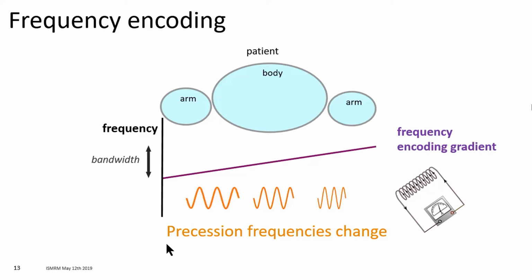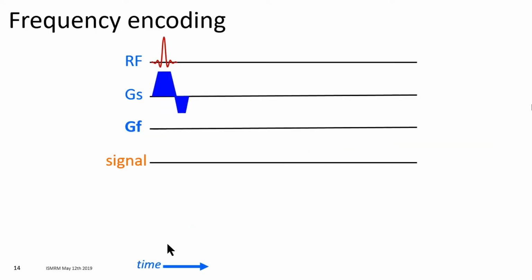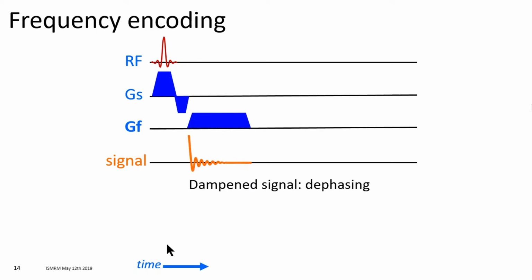Let's just put this into our pulse sequence diagram. So here's the frequency encoding line. There it is. We turn on our gradient and we measure a signal at the same time.